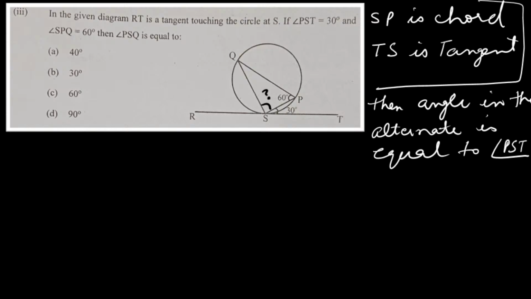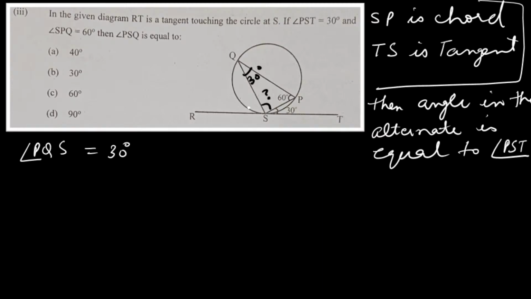Yes, angles in the alternate segments are equal. If the angle is between chord and tangent, then the angle in the alternate segment is equal to it. How to figure out the alternate segment now? You have to see the endpoints of the chord, where they are meeting on the circle. So endpoints of the chord, S and P, they are meeting on the circle at point Q. So this angle is also equal to 30 degrees. Angle PQS is also equal to 30 degrees.